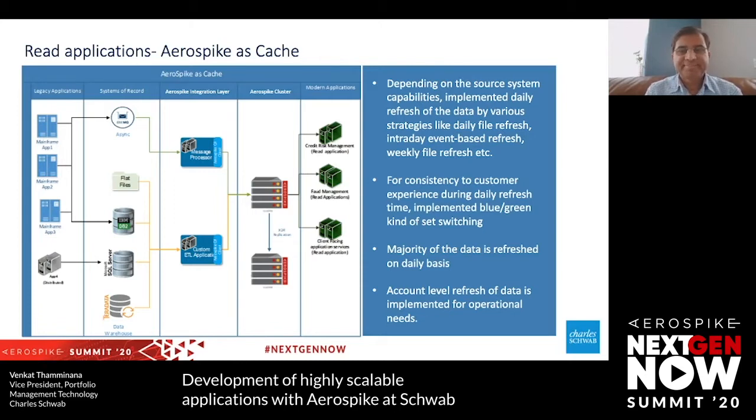Every time there is a read, when a request is coming through a channel like Schwab.com or a mobile channel, we are making calls to all the legacy applications. As I mentioned, some 20 legacy applications that we need to call, and then render the response back to the request. So we wanted to migrate the read applications, and majority of the requests are reads.